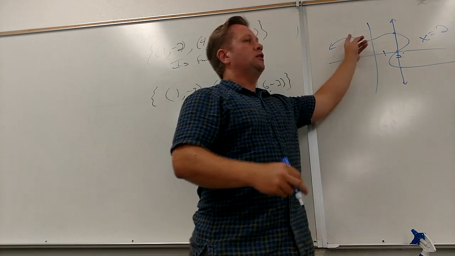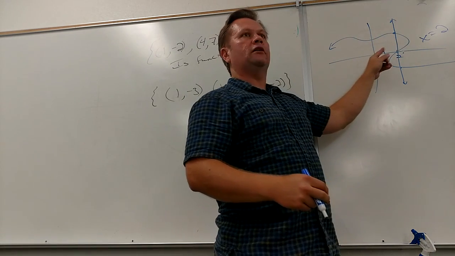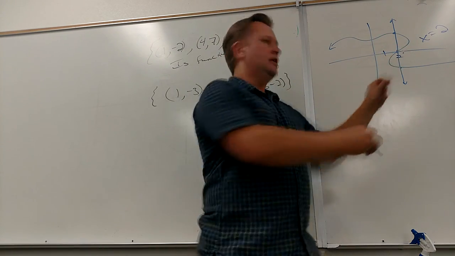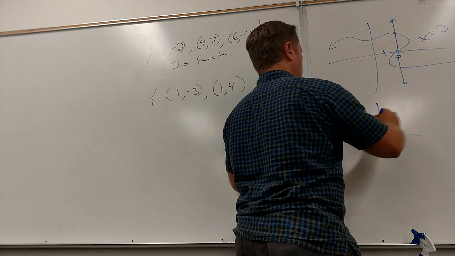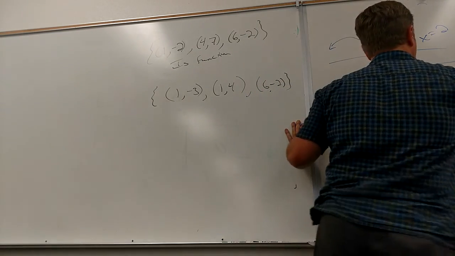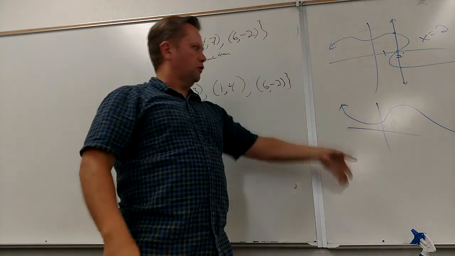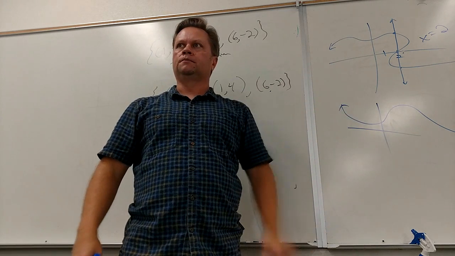So to be a function, it can't come back on itself like this, right? It can do this. It can go wee. That is a function. There's no vertical line that goes through more than once.